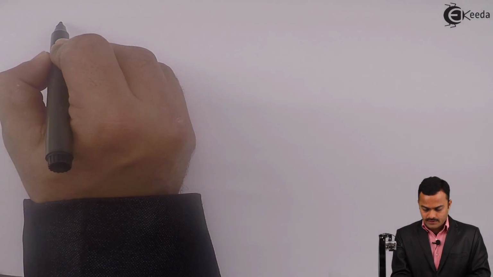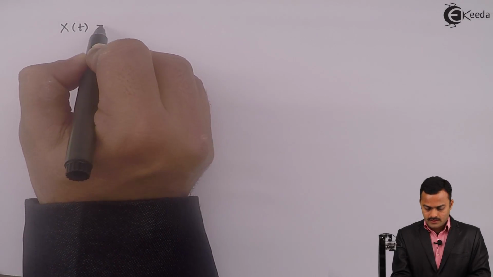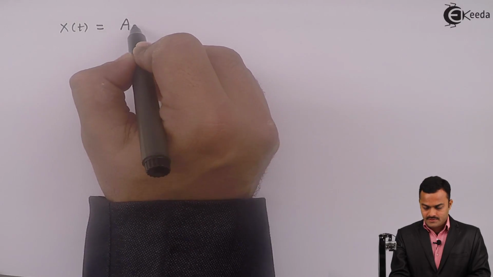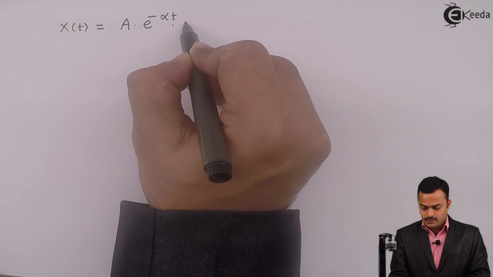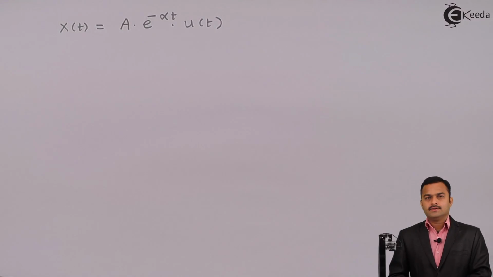Hello friends, in this video we are going to find out the energy and power of a continuous time signal. So the continuous time signal is x of t equal to A times e raised to minus alpha t into u of t. For this signal we have to find out energy and/or power, and from that we will decide whether it is an energy or a power signal.